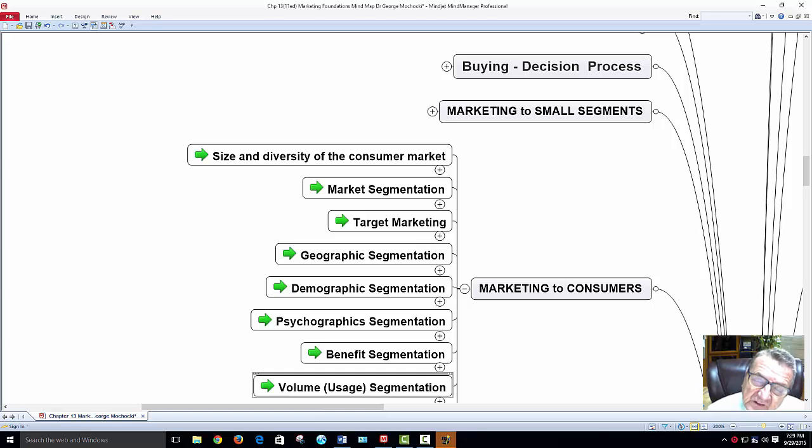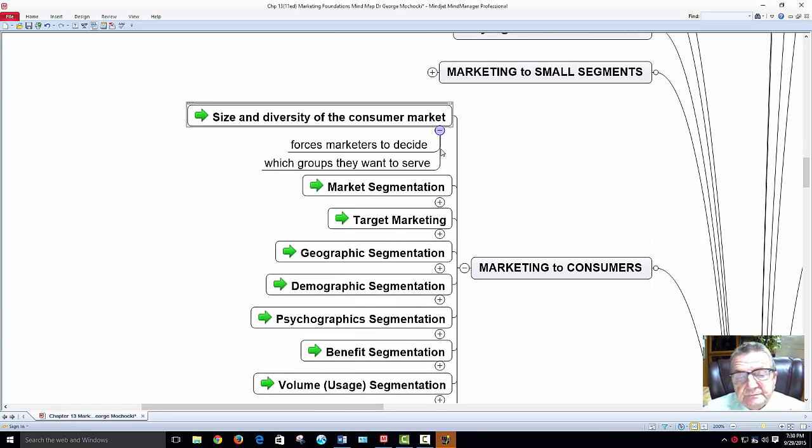So I segment my market by different things: by segment, target, geographic, demographic, psychographic, benefits, and volume usage, by size and diversity of customers. It forces me, the marketer or the business owner, to decide which groups you want to serve. I'm in a neighborhood. Who comes into my store? There may be different kinds of cultures, but only one type of individual comes to my store. I try to market to them and then find something to draw in the other individuals that may not consider my store a store on their venue list that they would shop at.